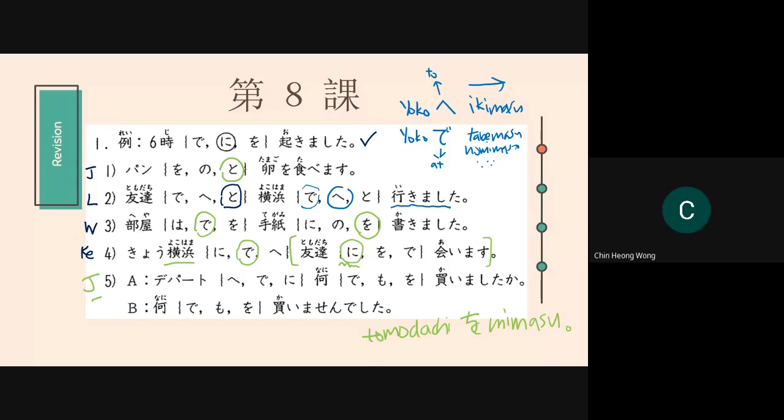Number five, yeah, good one. Kipato e nani o kaimashita ka? Okay, nani o kaimashita ka? Okay, so you choose e. Kipato e. Debato e. Kaimashita ka? Okay, debato e. Okay, why do you choose e?